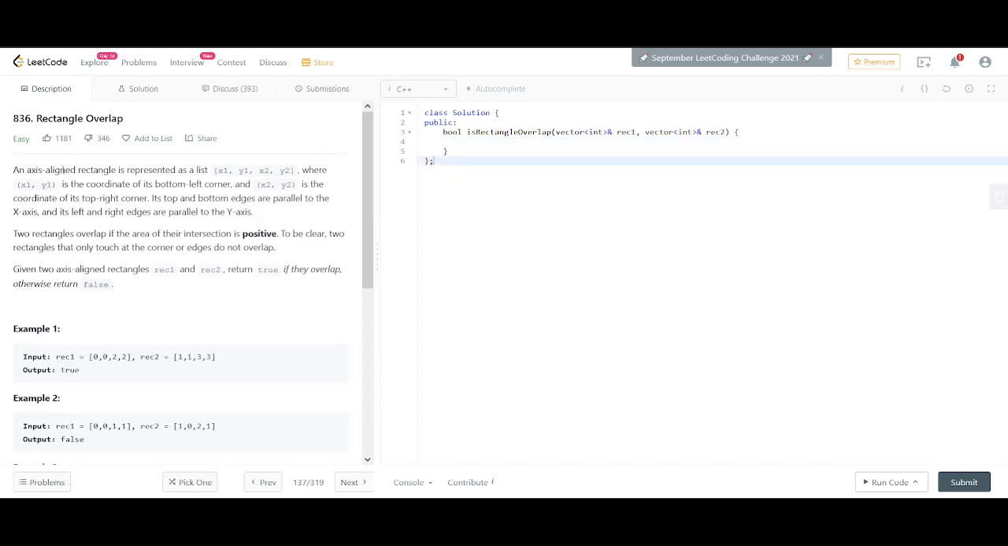Moving on to the next question, we have a rectangle overlap. To see what the actual problem is, we are given a list of 4 points for one rectangle. For two rectangles, we have another four points. That means we have a total of 8 points. We need to check if those rectangles have some positive overlapped area or not.